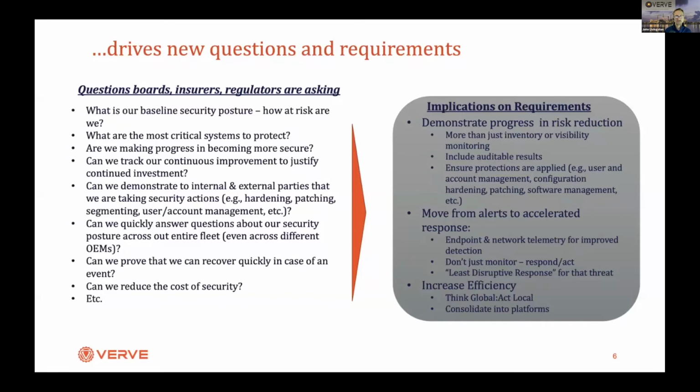And then finally, increase efficiency. There's just not enough bodies to do this. And so what we refer to as think global, act local, meaning we've got to find some way to aggregate this information centrally, but then ensure that the actions that we take have the oversight of, quote unquote, local people, or people who understand that particular process. And so these are the things that we are seeing are the requirements of where we're going to need to go in the world of ICS security.